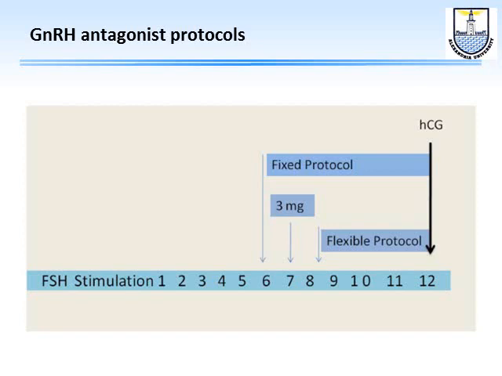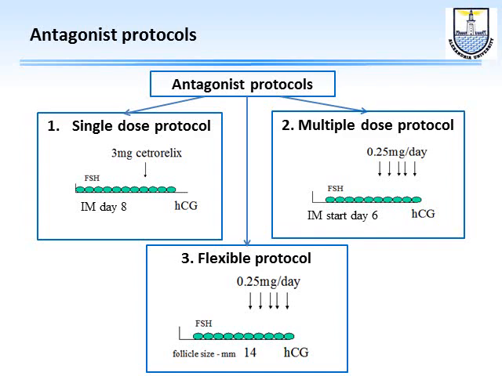Then there is a third method, which is the flexible protocol. We would not be strict about our day of starting the GnRH antagonist protocol. We do this when the follicle reaches 14 millimeters. So when the follicle reaches 14 millimeters, we would start giving her the 0.5, the half milligram of our subcutaneous preparation, until the follicles reach the size we need, then we give the HCG as shown here. So these are the different antagonist protocols.